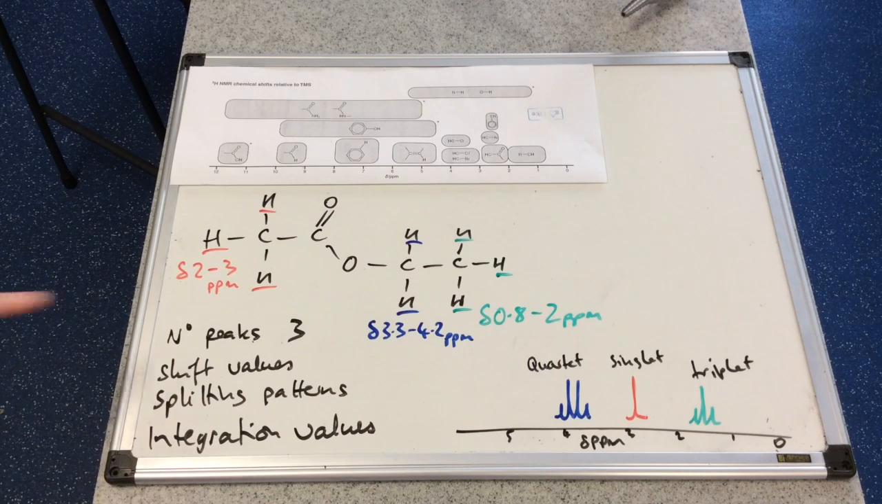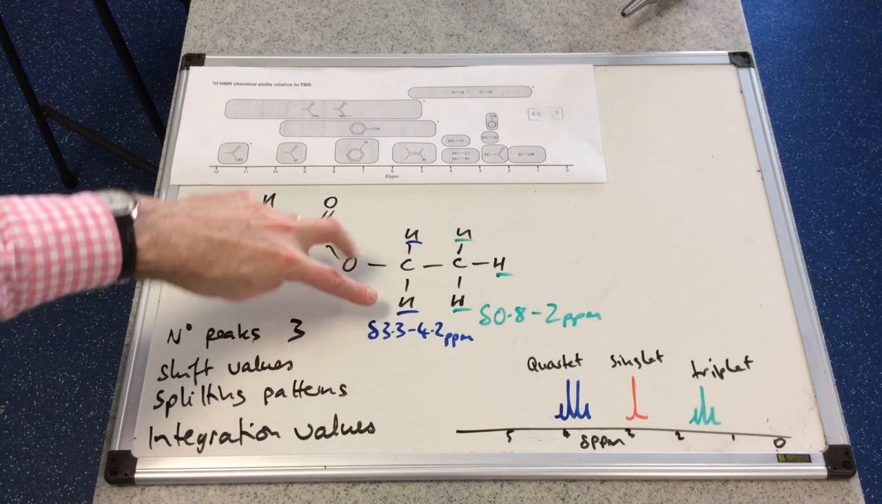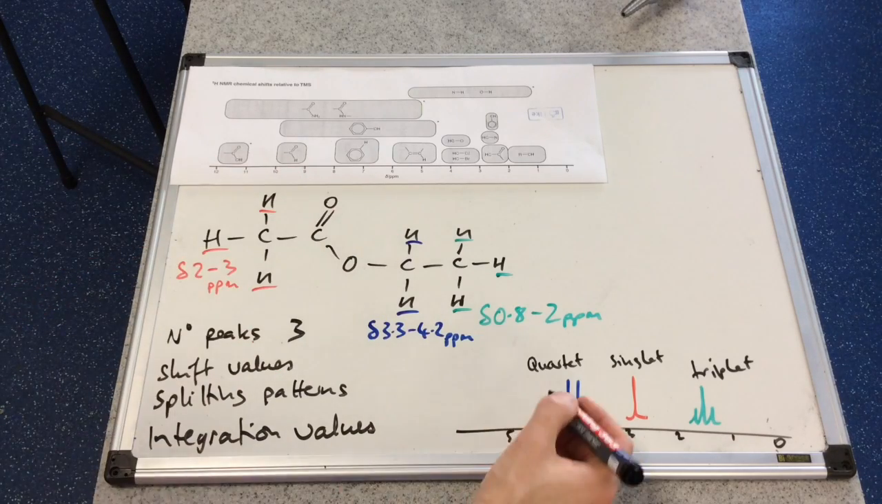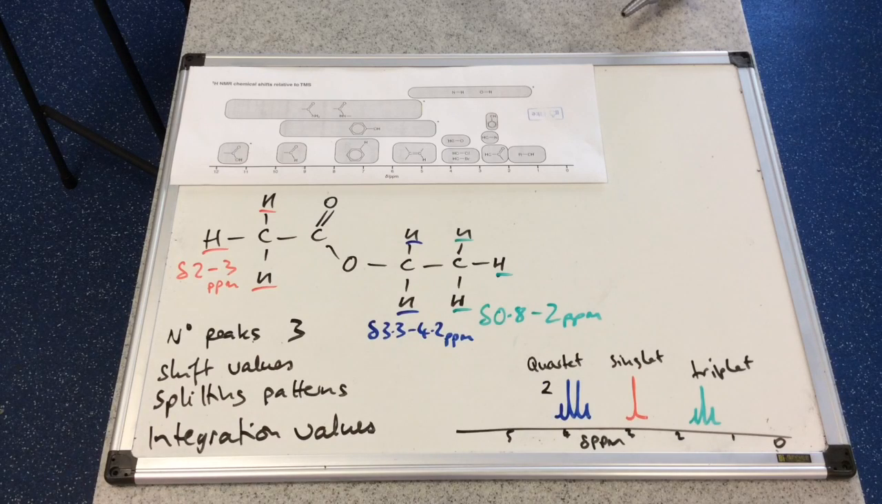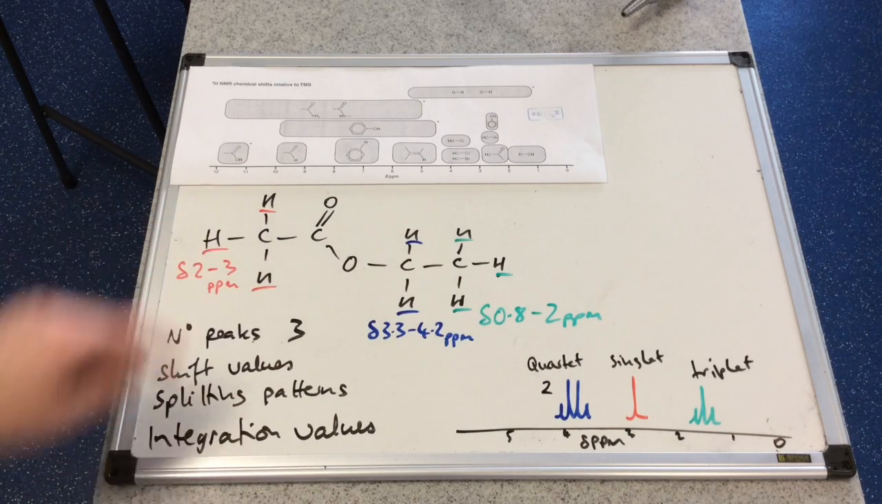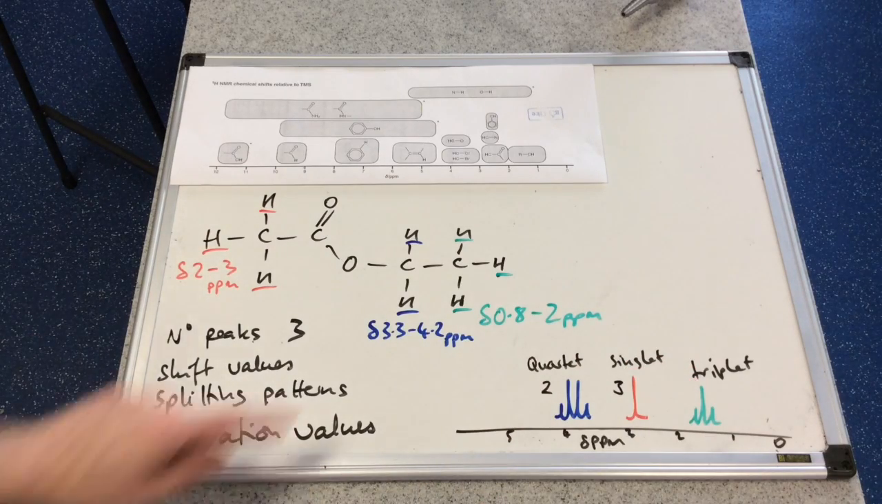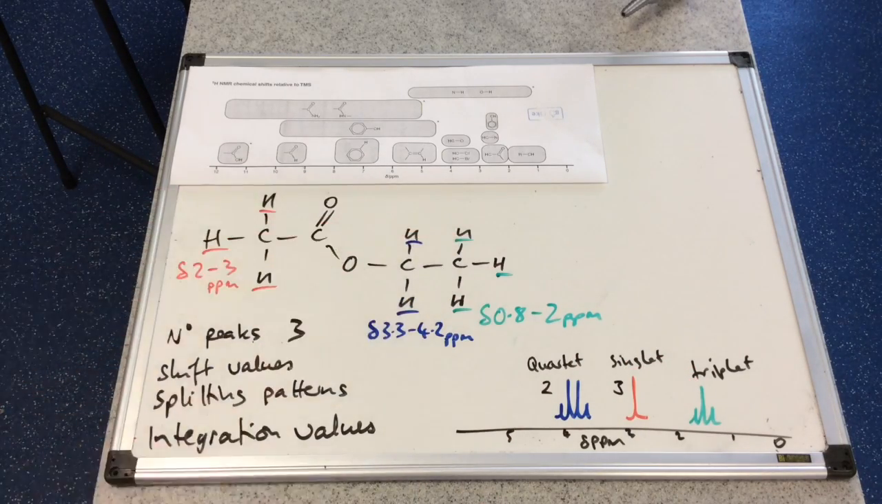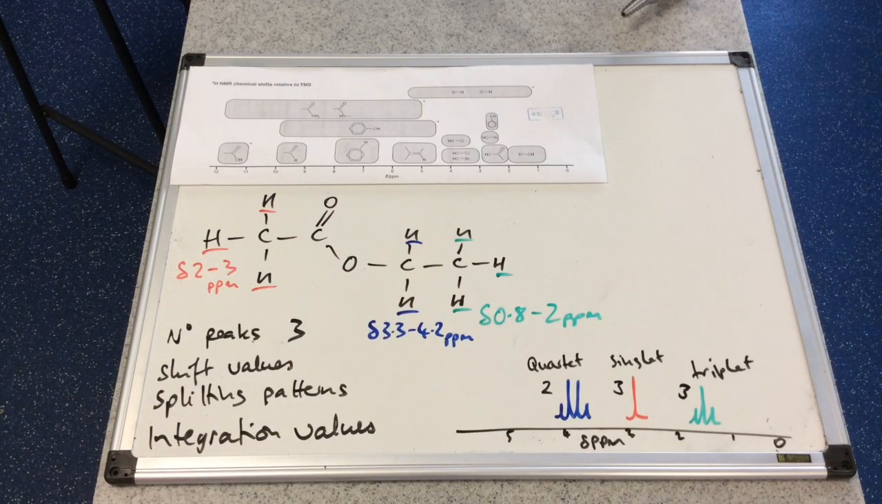The quartet is due to these protons here. So there's 2 in that environment. So that would have a peak area or an integration value of 2. The red proton environment, this one here, well, there's 3 in that environment. So that would be 3. And the green protons, this one here, there's 3 of those as well, and so we'd have an integration value of 3. So 2 to 3 to 3.